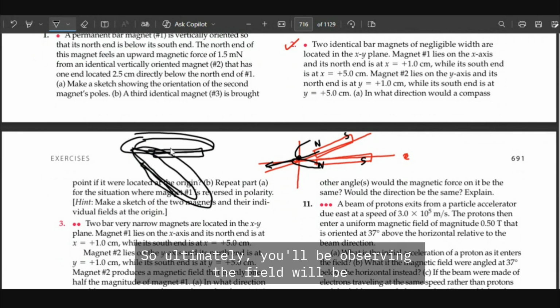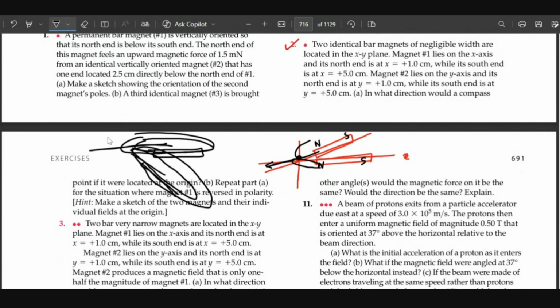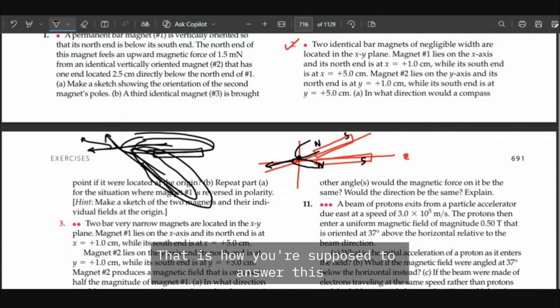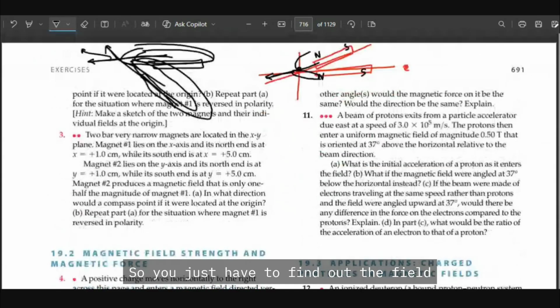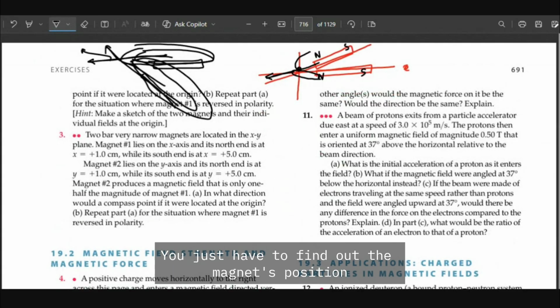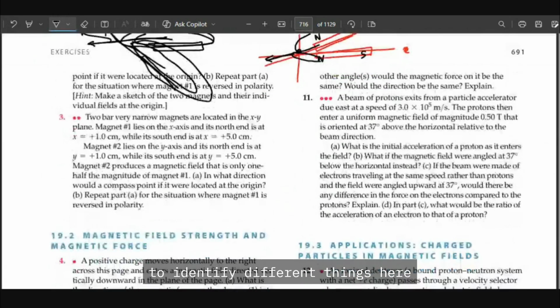The field must be going like that here as well. So ultimately you will observe the field will be that way for both the magnets. So it will lie in between them. That is how you're supposed to answer this. You just have to find out the magnet's position to identify different things here.